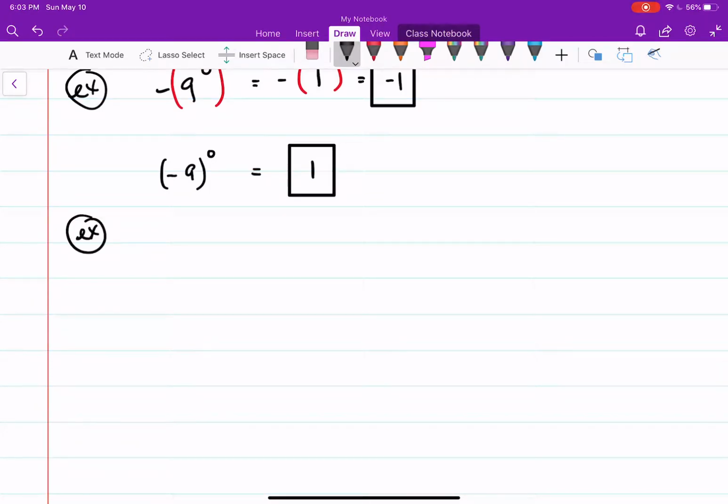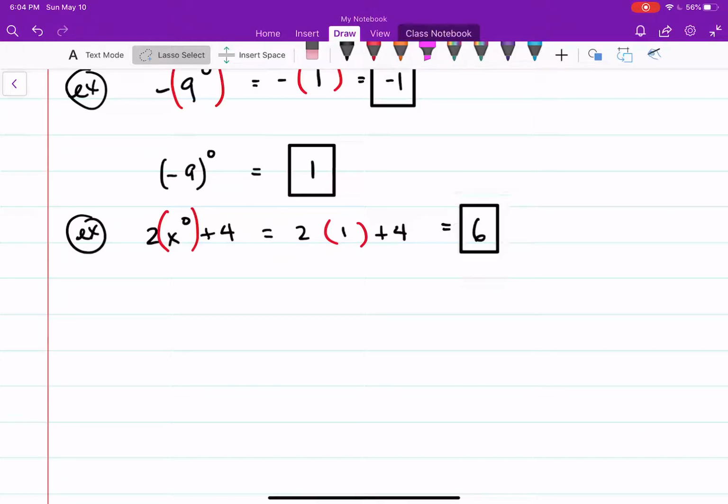Let's say we have 2x to the 0 power plus 4. Okay? What is the power attached to? It's attached to the x. So in other words, just this part right here is done first. So really I have 2 times 1 plus 4, which is actually equal to plain old 6. There we go.